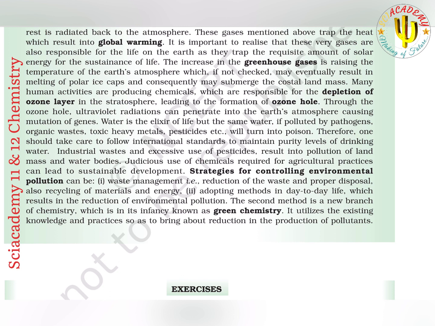Strategies for controlling environmental pollution can be: first, waste management, that is, reduction of the waste and proper disposal, also recycling of materials and energy. Second, adopting methods in day to day life which results in the reduction of environmental pollution. The second method is a new branch of chemistry which is in its infancy, known as green chemistry. It utilizes the existing knowledge and practices so as to bring about reduction in the production of pollutants.